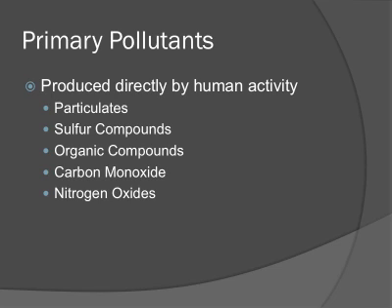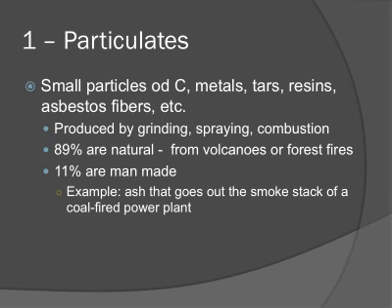The five that we're going to talk about are particulates, sulfur compounds, organic compounds, carbon monoxide, and nitrogen oxides. So we're going to talk about these five. We'll talk about each one individually. So first of all, let's talk about particulates. Okay, these are small particles of carbon or metals or tars or resins or asbestos.